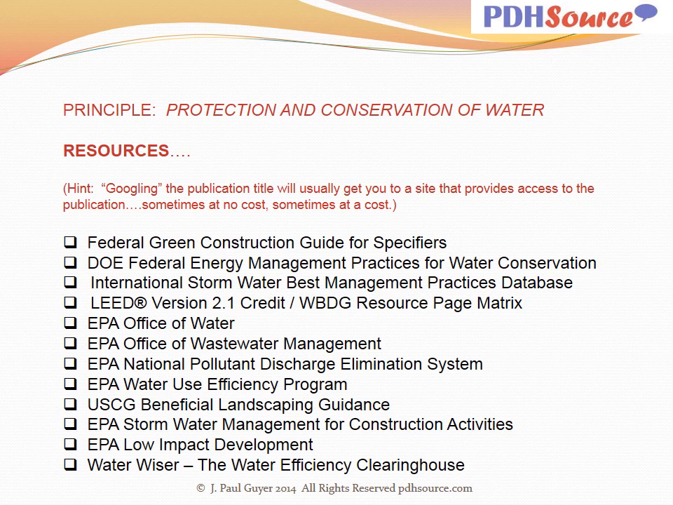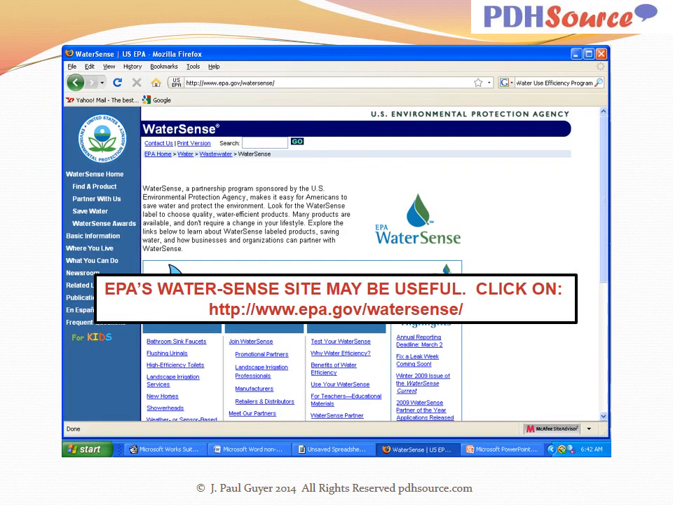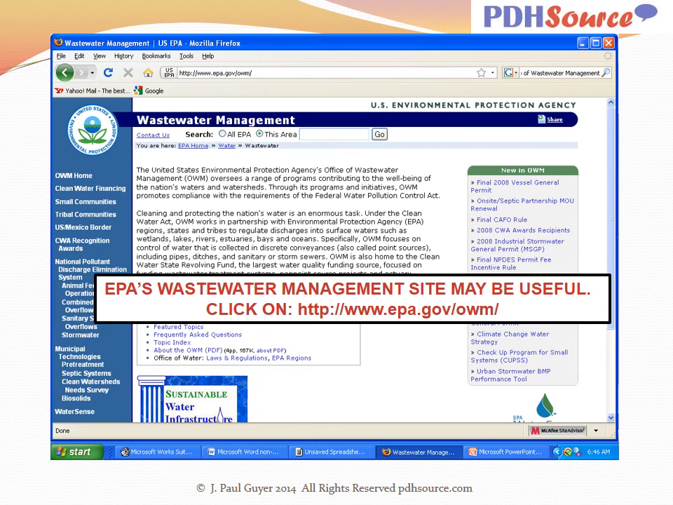Resources that are available to you. Again, a listing, and these can be used by you as tools. And as always, Department of Energy is right there involved, EPA and its WaterSense database resource, very important. EPA has a wastewater management program site with resources available.